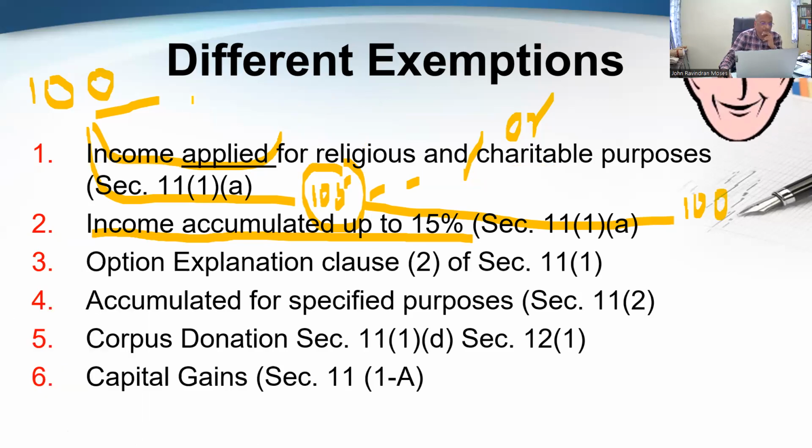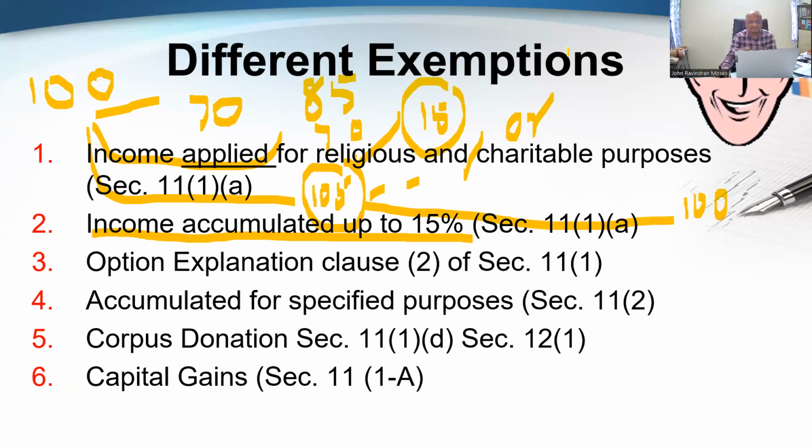Let's take the case, you applied only 70 rupees. How much should you apply? You should apply 85 because 85% you should apply. You applied only 70, which means that balance 15 will become taxable and you have to pay taxes on that.